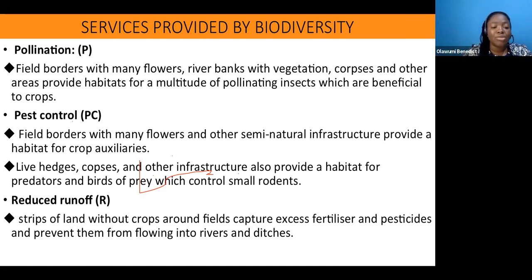Then we see reduced runoff. That is HAR. On that diagram, we can see HAR there. It is reduced runoff. These are strips of land without crops around fields that capture excess fertilizer and pesticide, and prevent them from flowing into the rivers or the ditches. These are areas that we need to leave on our horticultural farm, which is very, very important when we are actually farming.